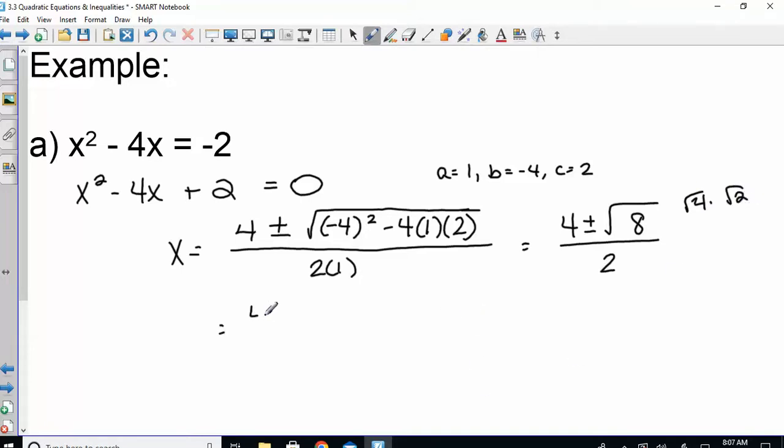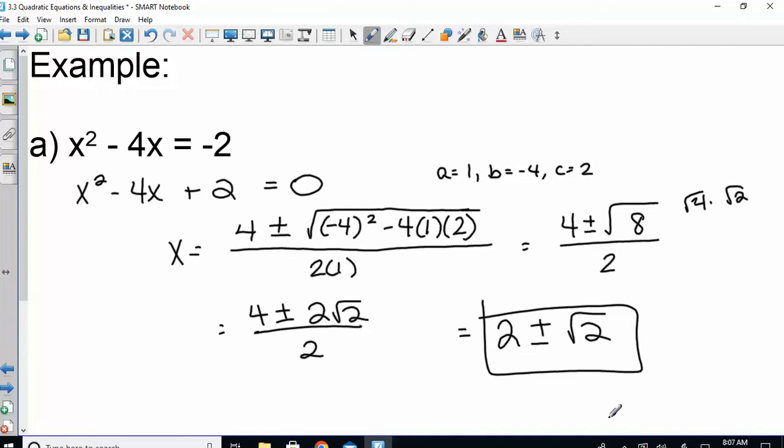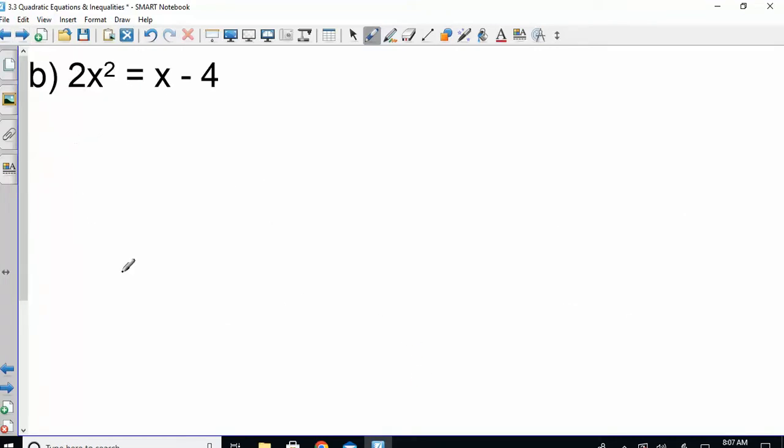So we get 4 plus and minus 2 square root of 2 over 2. And we can divide. 4 divided by 2 is 2. 2 square root of 2 divided by 2 is the square root of 2. So we get 2 plus and minus square root of 2. Is that okay? You guys try one.